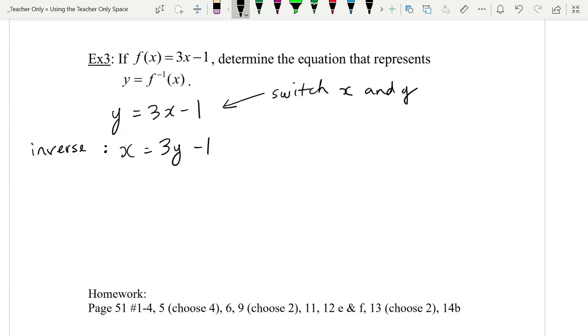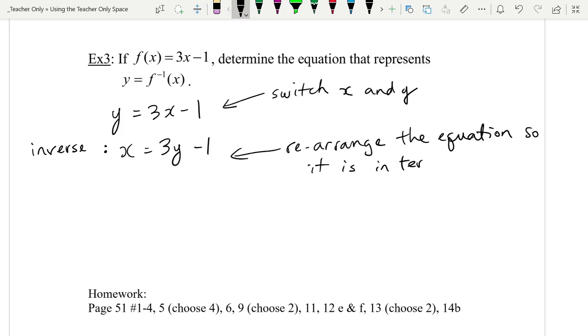Now what? Now, rearrange the equation so it is in terms of y. So right now it's x equals 3y minus 1, so I'm going to add 1 to both sides. Would it make more sense to you if I just said isolate for y? So how do I get this y by itself? What's the next step? I'm going to divide both sides of the equation by 3.